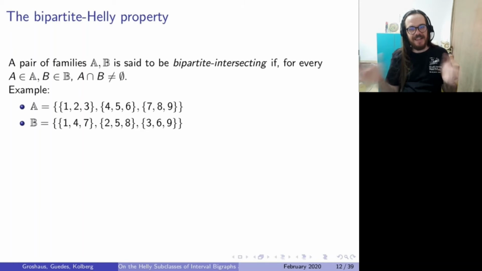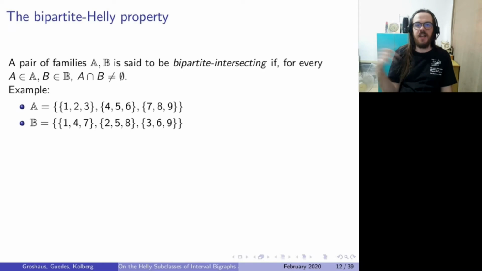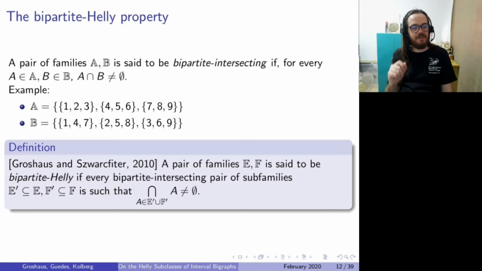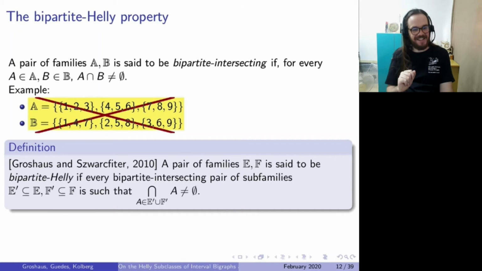To introduce the Helly subclasses of interval bigraphs and circular arc bigraphs, we apply the bipartite-Helly property, which is basically a bipartite variation on the Helly property. A pair of families A, B is said to be bipartite intersecting if every element of A has a non-empty intersection with every element of B. A pair of families E, F is bipartite-Helly if, for every bipartite intersecting pair of subfamilies E' in E and F' in F, the intersection of all elements of E' and F' is non-empty. Note that the example we gave here is not bipartite-Helly, as there is no single number that is in all sets in both families.